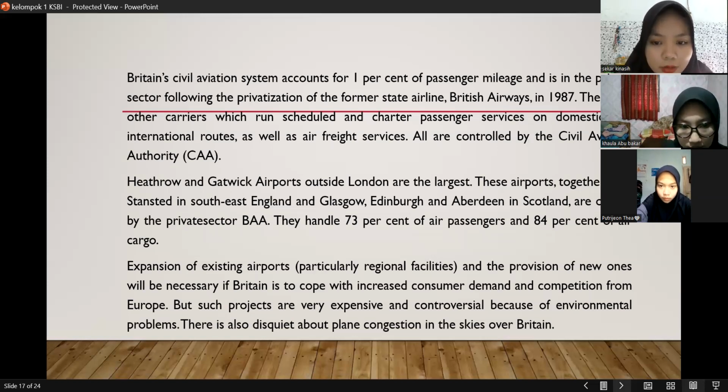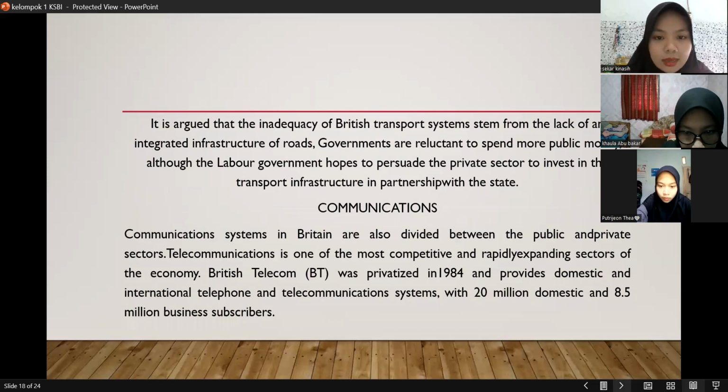Expansion of existing airports and the provision of new ones will be necessary if Britain is to cope with increased consumer demand and competition from Europe. But such projects are very expensive and controversial because of environmental problems. There is also discussion about plane congestion in the case of overbreaching.